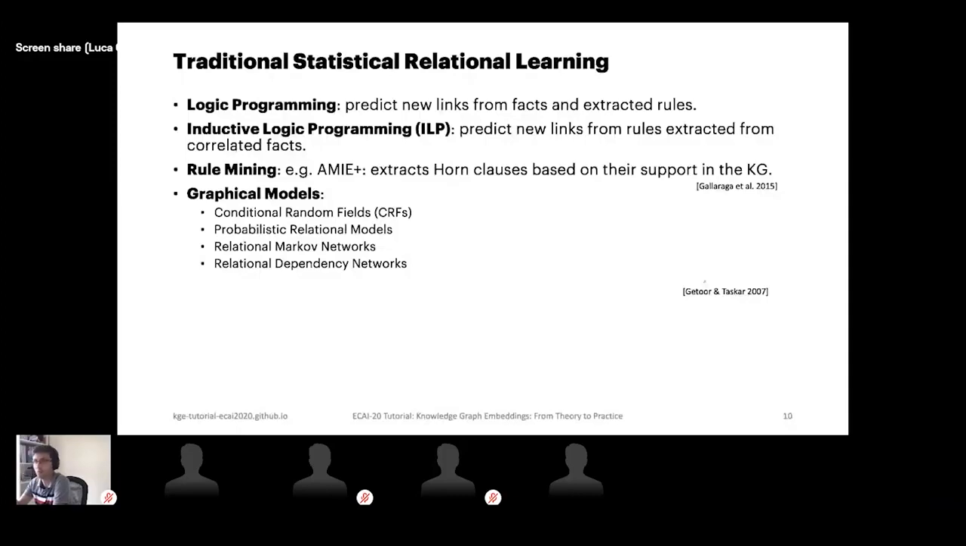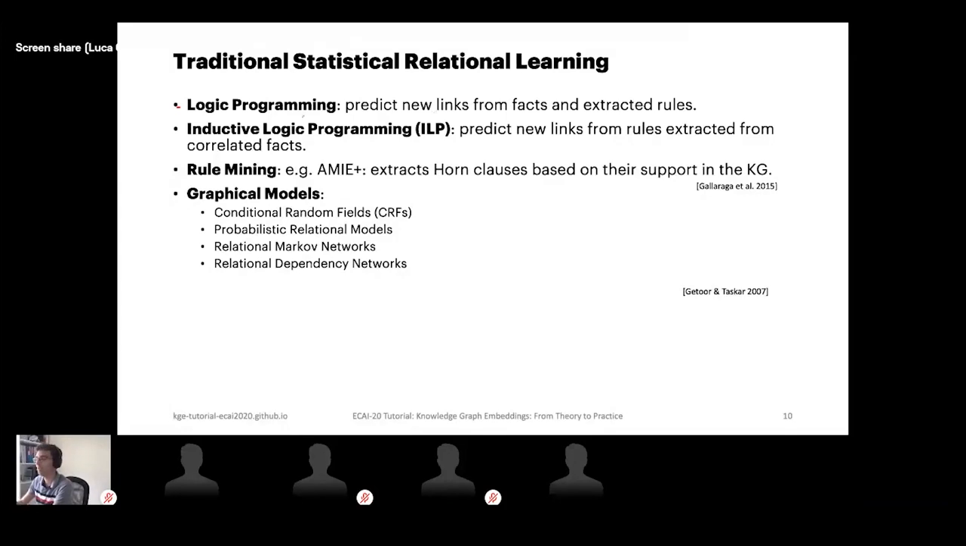Now, starting our deep dive in knowledge graph embeddings, I'd like to point out that the area of statistical relational learning is quite an established field that goes back to the early noughties, and there have been a number of techniques proposed in the past few years that are radically, if you want, different from what you're going to see in this tutorial. Techniques that range from logic programming. Again, all this stuff has been proposed to predict new links from facts, right?